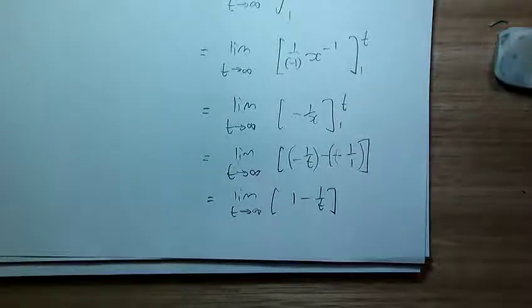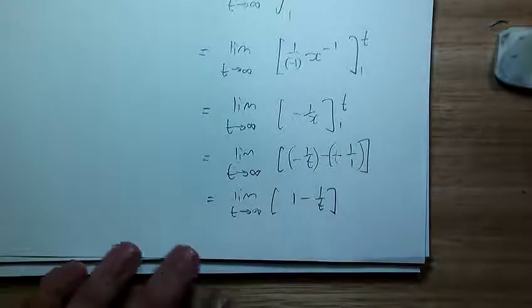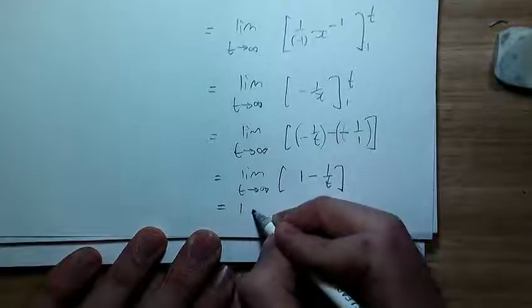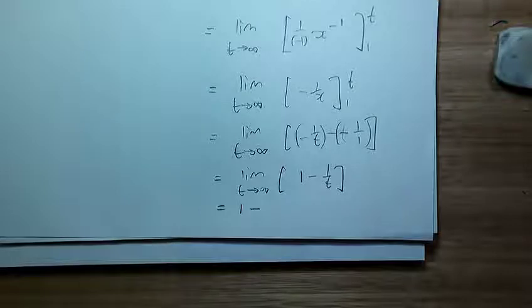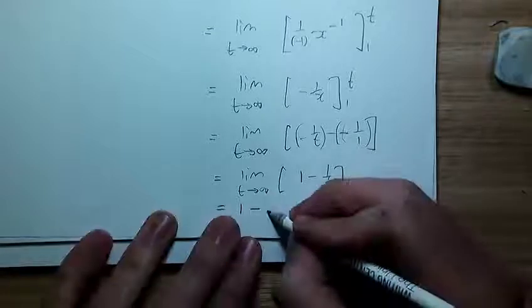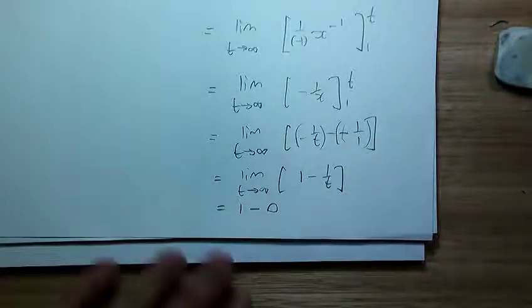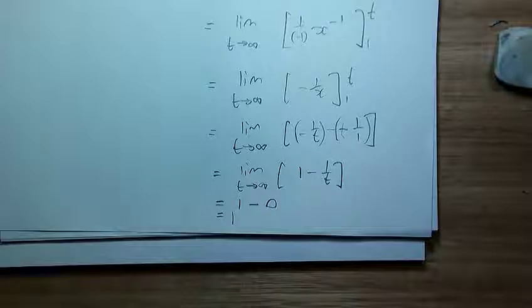Okay, now that I've done all of that, I can now do the limit. So the limit of 1 is 1. And the limit of 1 over infinity, not that 1 over infinity is a thing, but the limit of 1 over t as t goes to infinity is 0. And so the answer is 1. Yay!